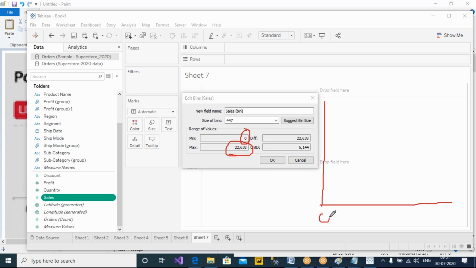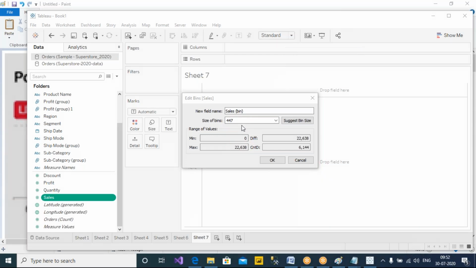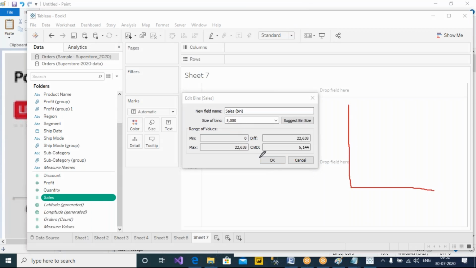Now I want to arrange my sales values in equal bin sizes. So what are your values? 0 and 22,000. So there's a huge difference, isn't it? Tableau suggests the default bin size as 447. It is not really helpful in this case. So I would like to change this here. Show me the bin sizes of 5,000 each. So how many can we get here? If I say 5,000, the maximum is 22.